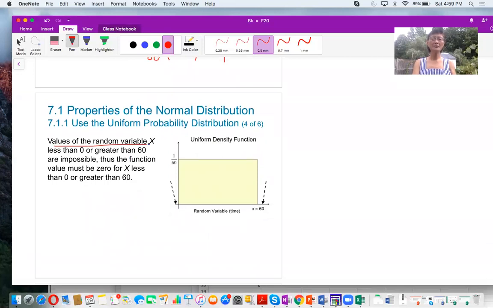The values of random variable x less than 0 or greater than 60 are impossible, because you restrict the delivery time from 10 a.m. to 11 a.m., not before 10 a.m., not after 11 a.m. Thus, the function value must be 0 for x less than 0 or greater than 60. So if it is before 10 a.m., this function equals 0. If it is after 11 a.m., the function equals 0.